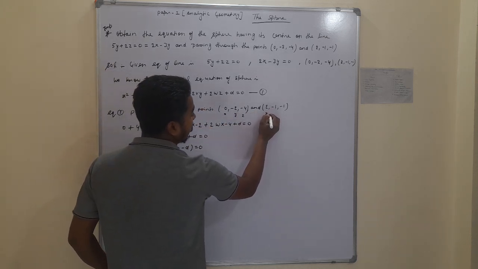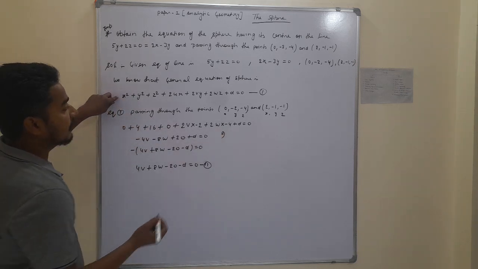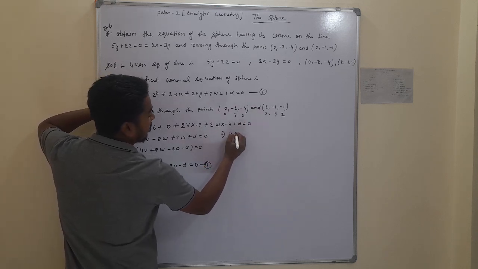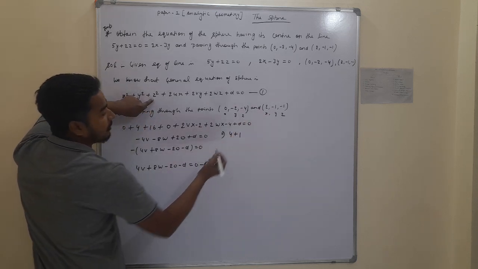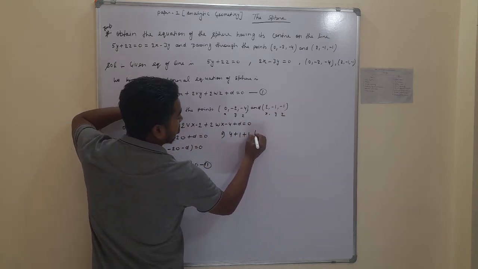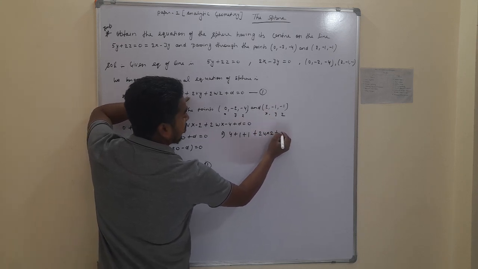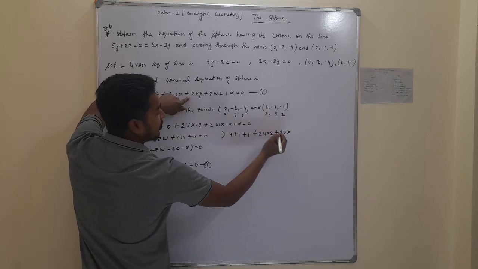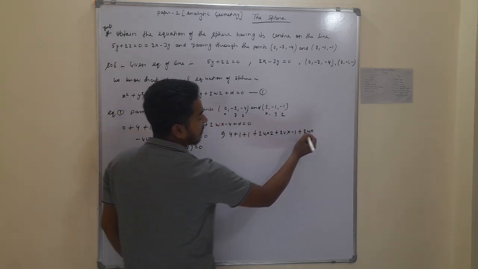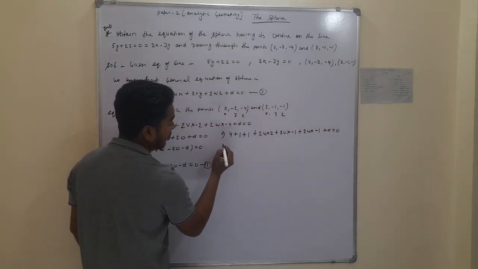And equation 1 passes through the second point. Again let this be x, y and z. Putting in place of x, 2, we get 4, and in place of y, minus 1, we get 1, and in place of z, minus 1, squaring we get 1, and plus 2u into x, which is 2 into 2, plus 2v into y, which is minus 1, and plus 2w into z, which is also minus 1, and plus d is equal to 0.